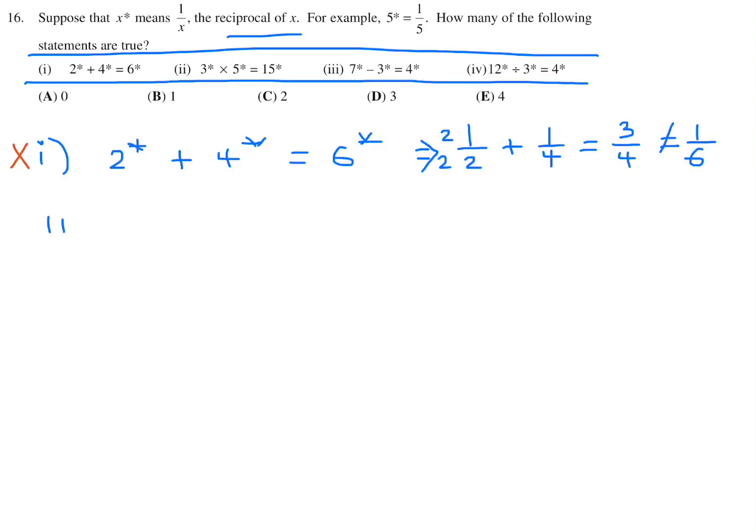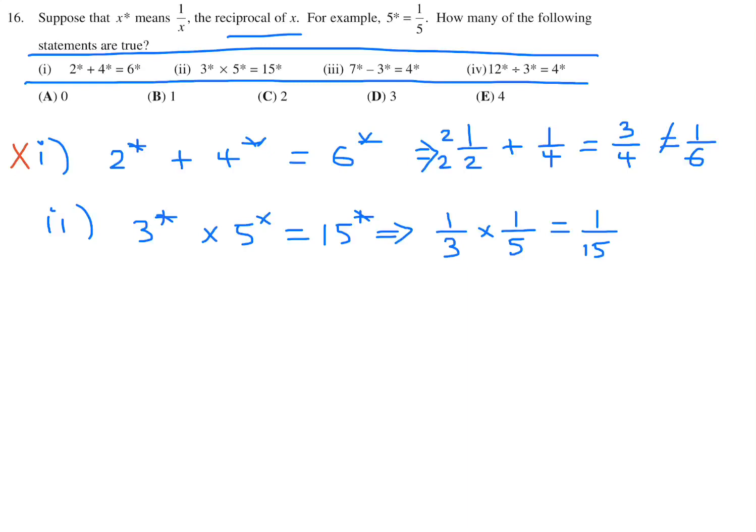The next one is 3 star times 5 star is equal to 15 star. So let's see what this gives us. 3 star is 1 over 3, 5 star is 1 over 5, and therefore 1 over 3 times 1 over 5 is 1 over 15, and that is indeed equal to 15 star, which is 1 over 15. So this is correct.